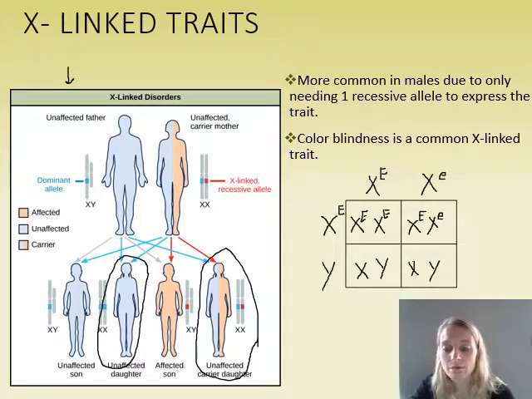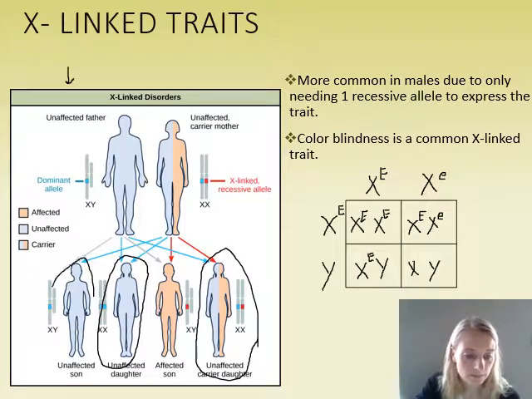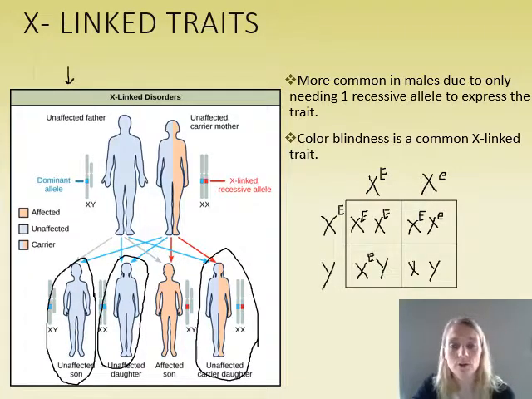So then here we have our sons. The mom gives the dominant allele. Y is the Y. There's no trait on that. So that's going to be this son over here, an unaffected son, because the mom gave her dominant allele.